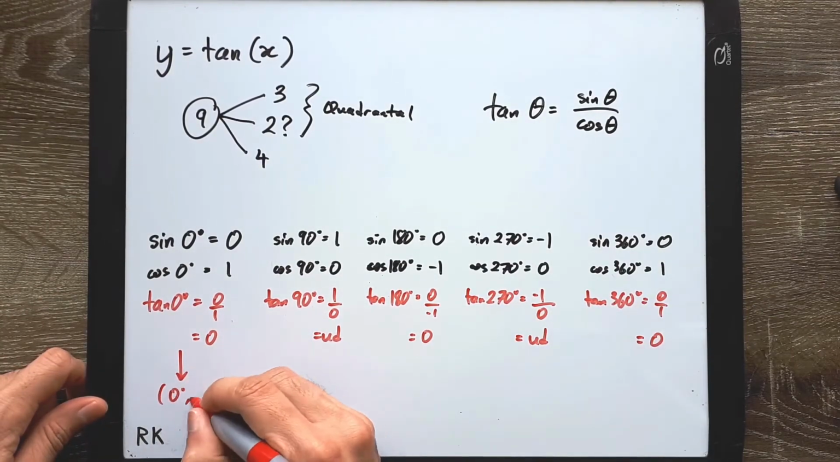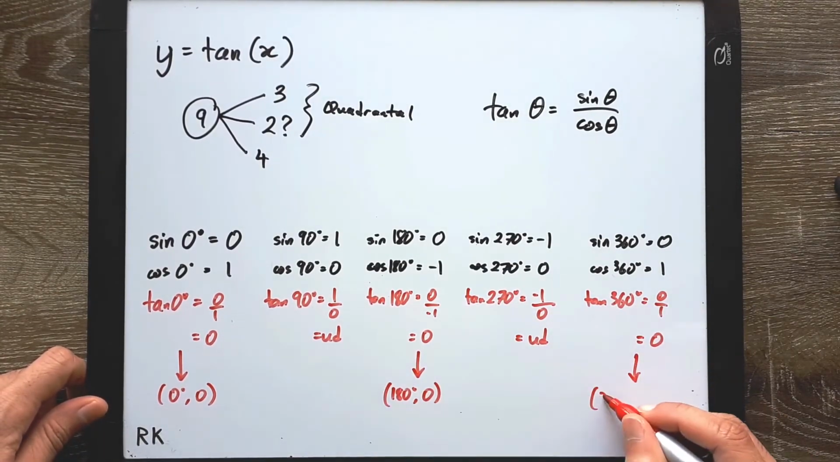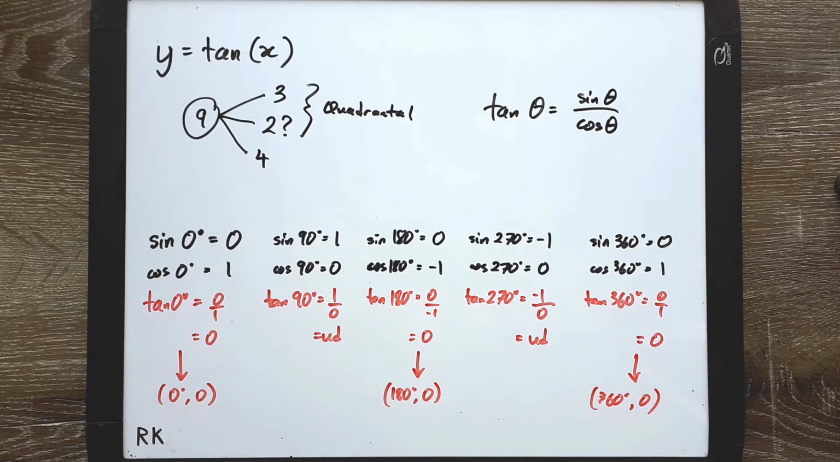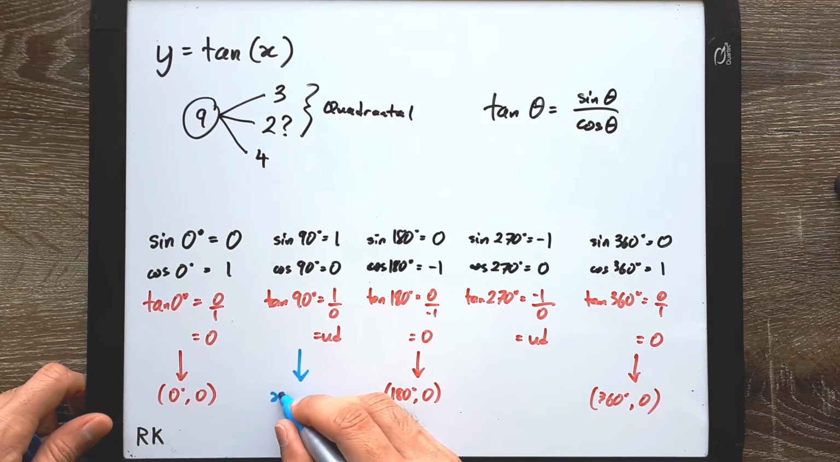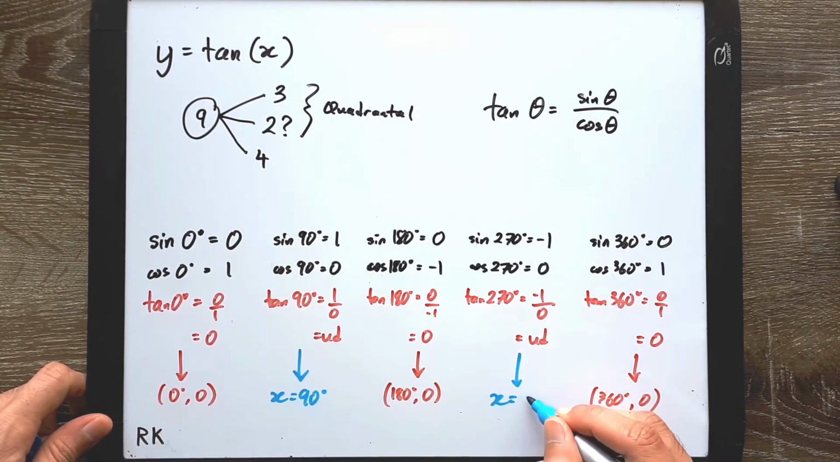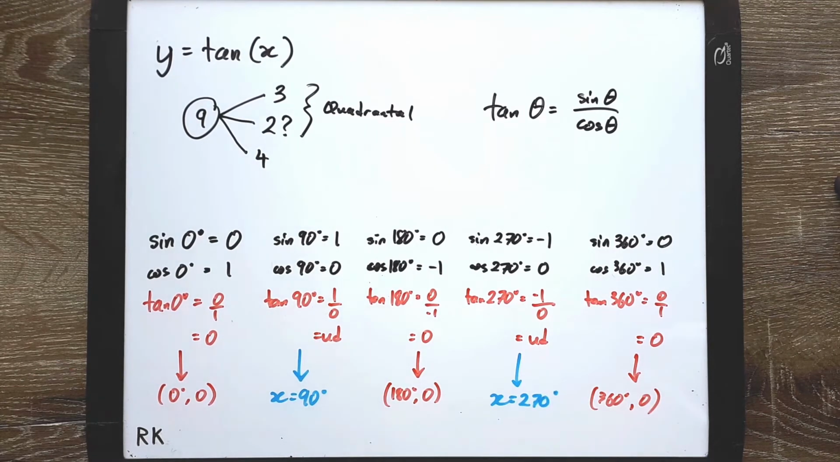3 of these can be paired as coordinates, but the other 2 are undefined because they divided by 0. So they become vertical asymptotes at x equals 90 degrees and x equals 270 degrees. That is why they are not really points.